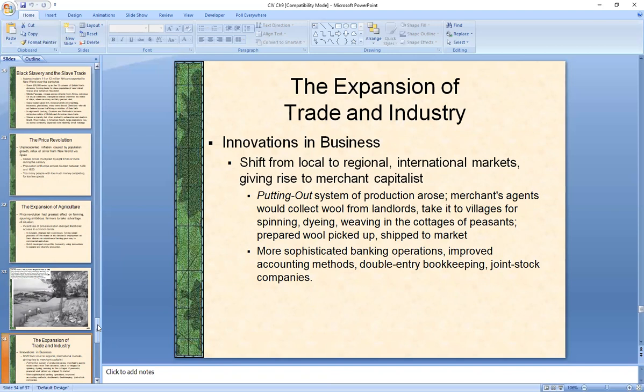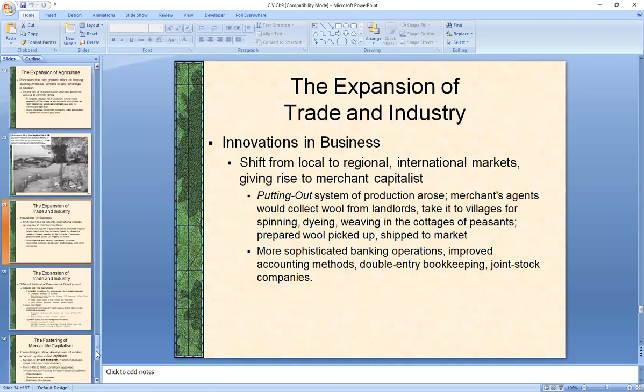Here, the notes use the example of wool. So you might collect wool from a landlord, take it to a village for spinning, and take it to someone else to dye it and someone else to weave it, and then finally it was shipped to market. So the putting out system develops during this time, which makes goods a little bit cheaper.